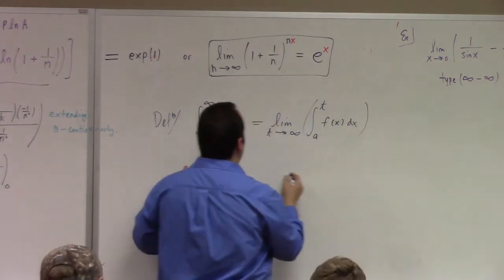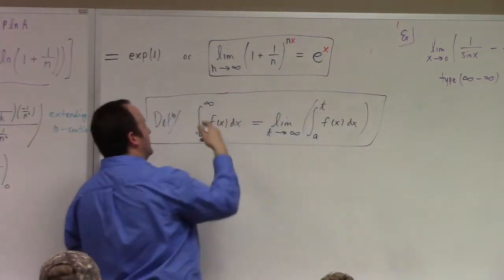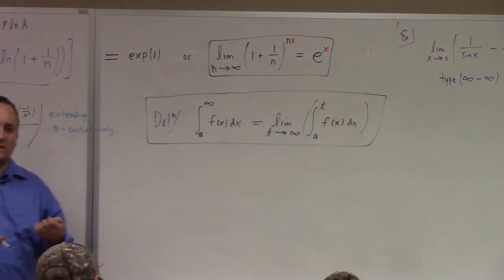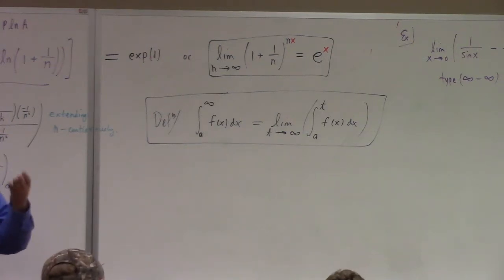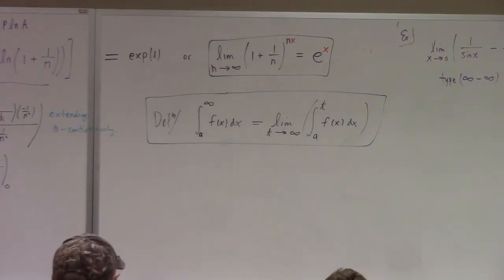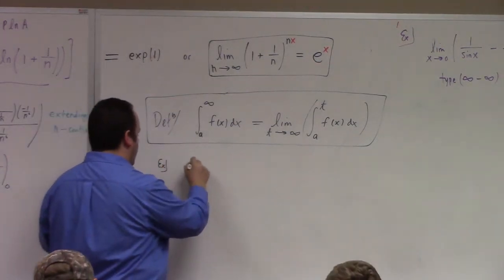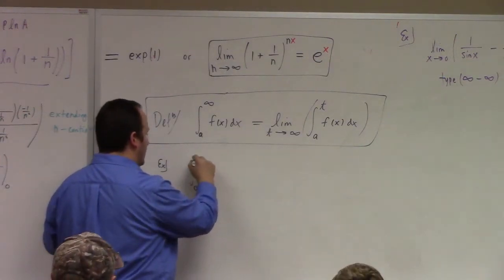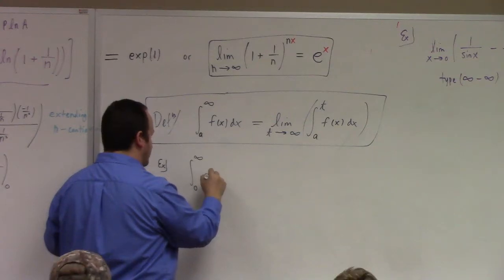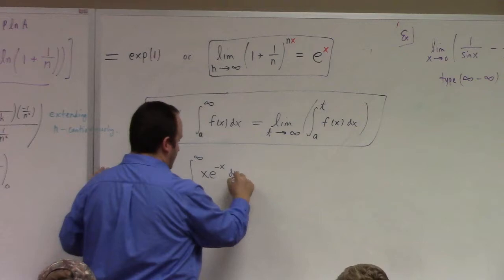Okay? So this is like, you know, there's a few other cases. We got to talk about going to minus infinity. We got to talk about ones that go from minus infinity to infinity. There's more stuff to say. But this is the heart of it, okay? For limits at infinity. So for example, if I was to calculate the integral from, say, 0 to infinity of x e to the minus x dx. All right?